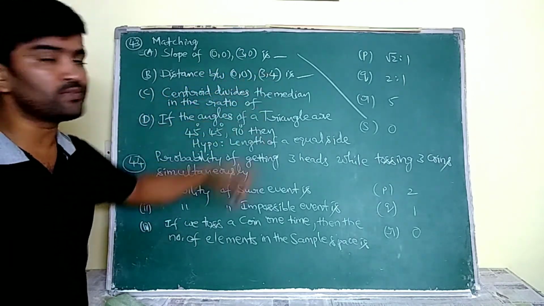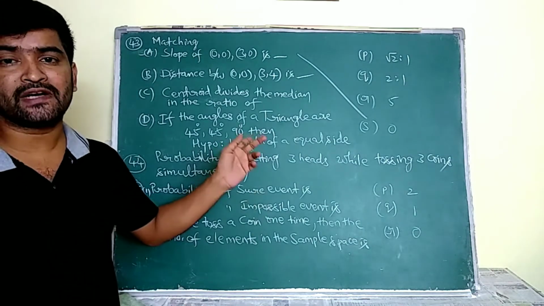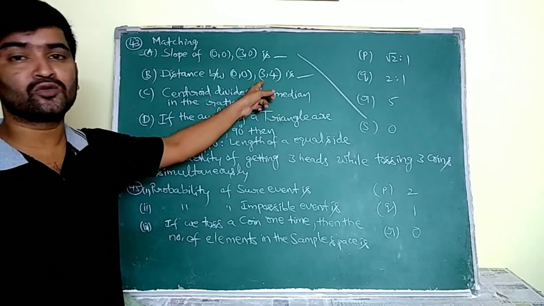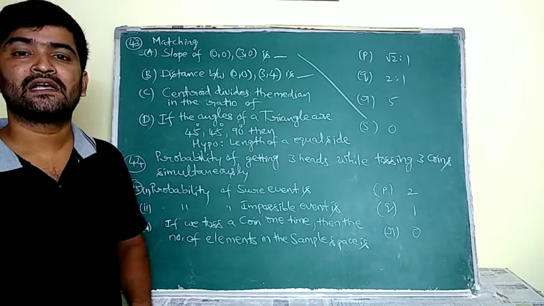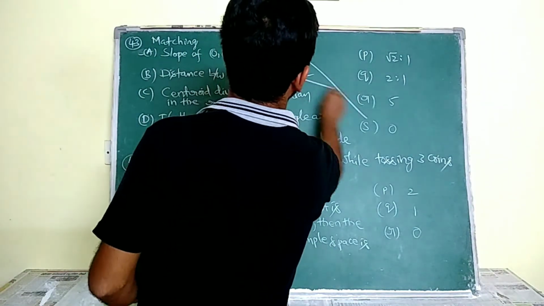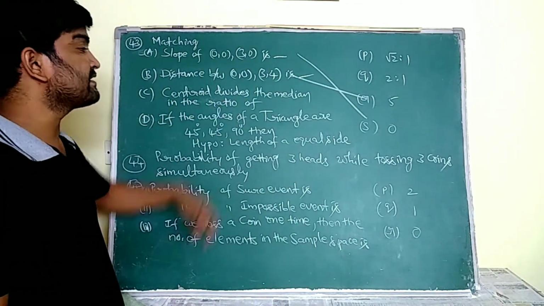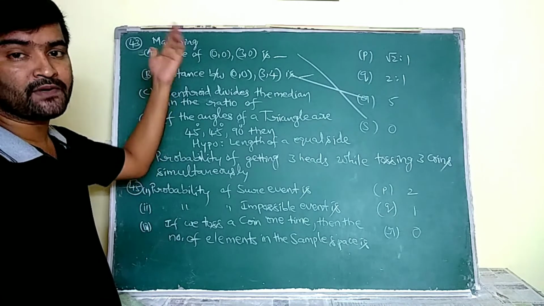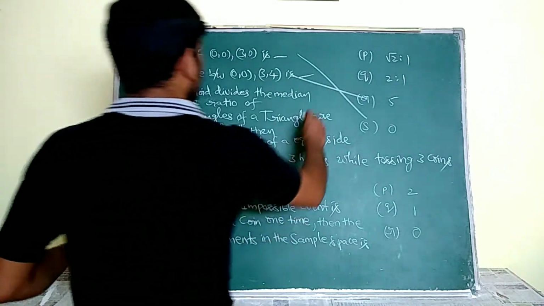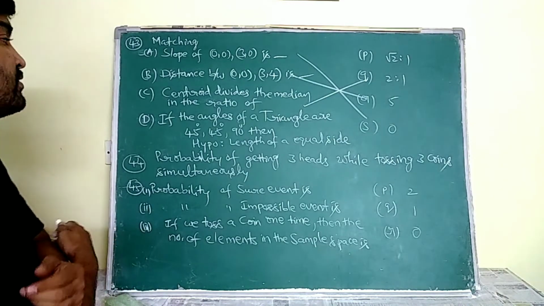Distance between these 2 points. We know that the distance between the origin and a point is root over x square plus y square. That is root over 3 square plus 4 square, that is root over 25, that is nothing but 5. So these two are matched. The centroid divides the median in the ratio of 2:1 from the vertex to the side. So here only one ratio we are having, 2:1. So that's why it is matched with 2:1.